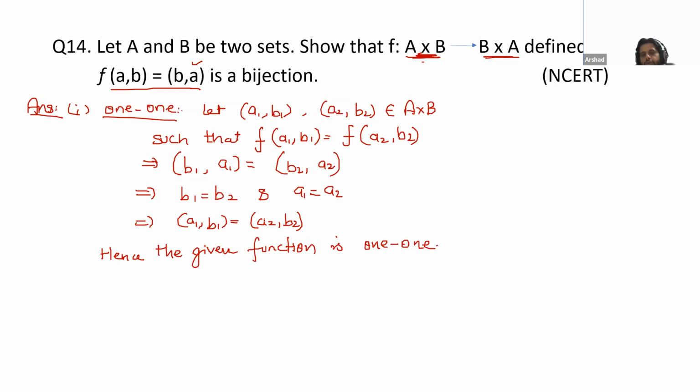So in one-one we need to show that (a1, b1) is equal to (a2, b2). Why have we assumed the ordered pair? Because the Cartesian product is given as a set. Please note this down and confirm with me, then we will start with onto.